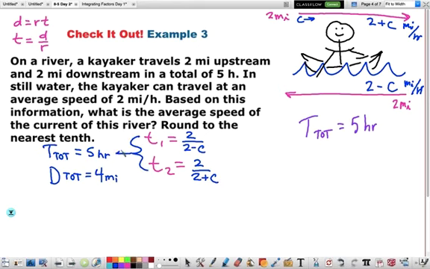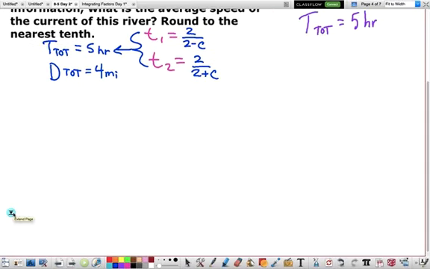All right, you add these together, you're going to get that. You have a one-variable equation, and then you can solve it, right? Okay. So set it up, and let's solve. Two over 2 minus c plus 2 over 2 plus c. That's equal to 5. Good with that setup?